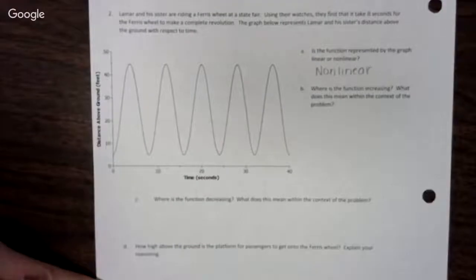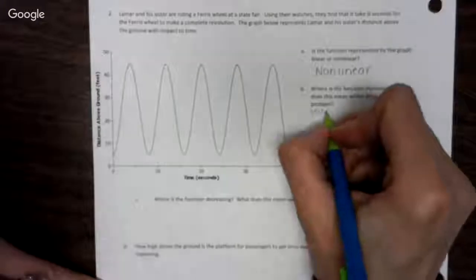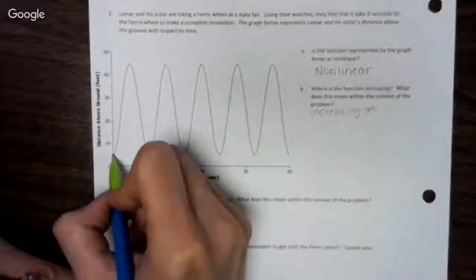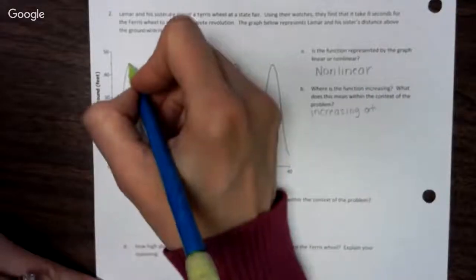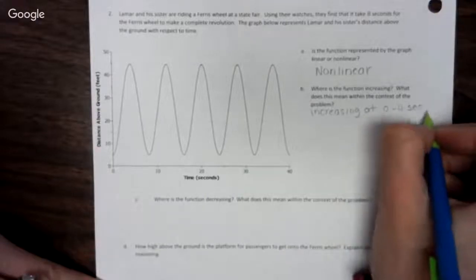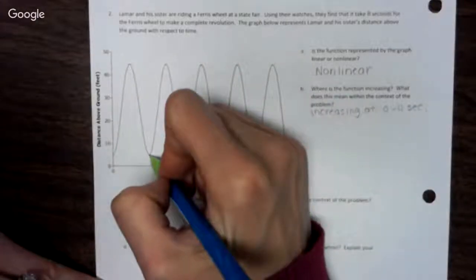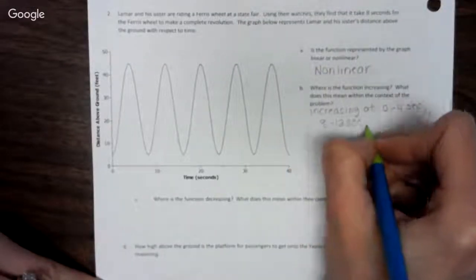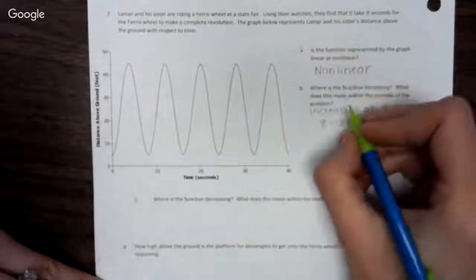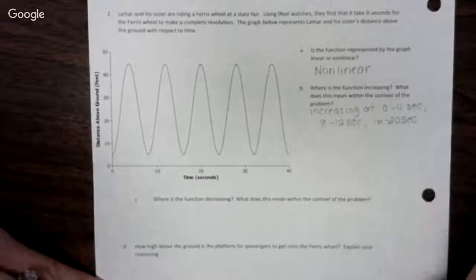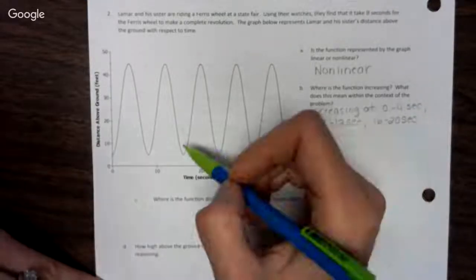So where is the function increasing? And what does this mean within the context of this problem? So let's go through and see, where is it increasing? It's going to be increasing from 0 to about 4 seconds. Now it starts going down, but then from about 8 to 12 seconds, it starts going back up, comes down again. So it goes up 16 to 20 seconds. Remember, it takes 8 seconds for a full revolution, so I'm just skipping every 4.